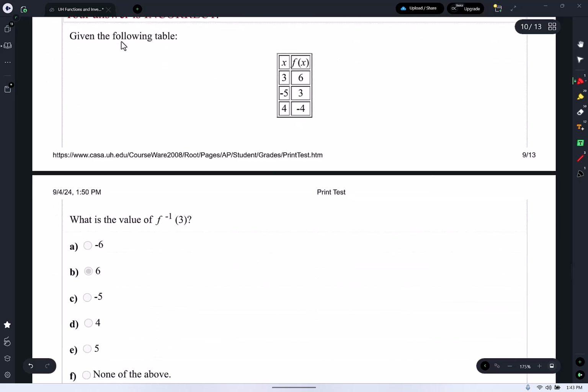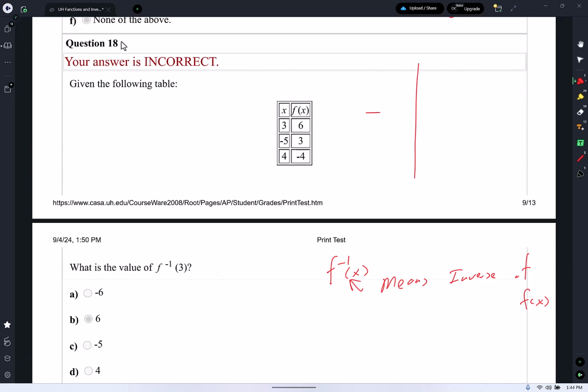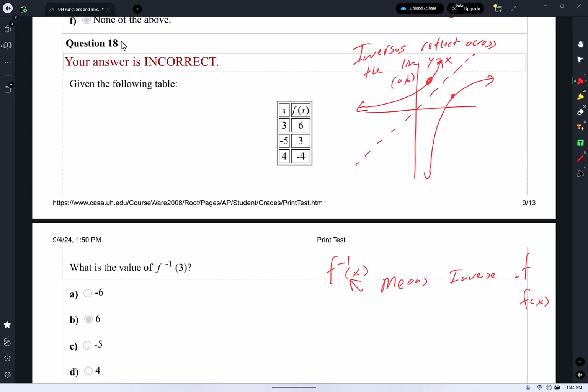All right. Given the following table, this means inverse of f. I guess I should say it means inverse of f of x. So what do we know about inverses? So real quick, just so we make sure that we know, inverses reflect across the line y equals x. If you have a point a comma b, then I'll be over here at b comma a.